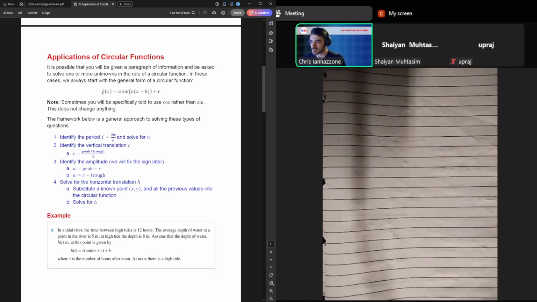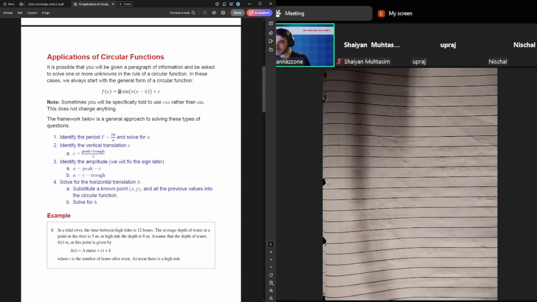So, very briefly, circular functions look like so, right? I've used a generic sine, could be cosine, unlikely to be tan. Usually there are very few things that'll be tan related. And our goal is basically to solve all of these terms in here: the a, the n, the h, and the c. That'll tell us the rule of our circular function.